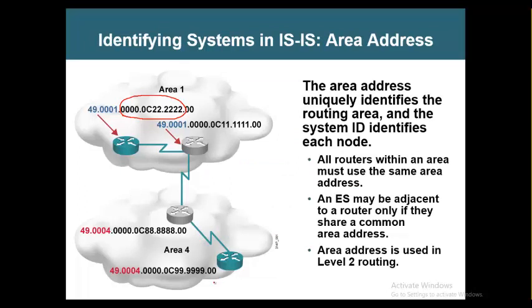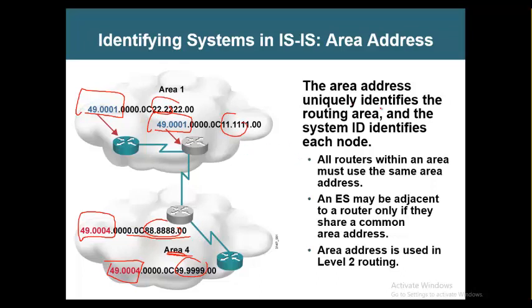Now, how are the systems identified? They are identified first with the area, and inside the area, every device will have a unique system ID. So if you see this blue portion, it is the same on every router because it's an area ID. This is area 4. This is matching on every router, but this portion is unique. Here it is 88888. Here it is 99999222222.